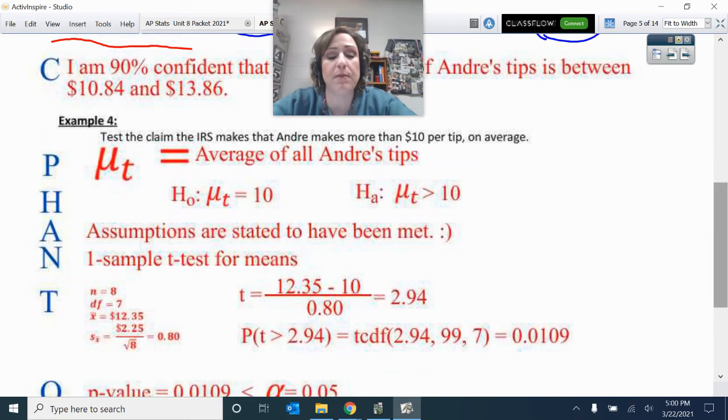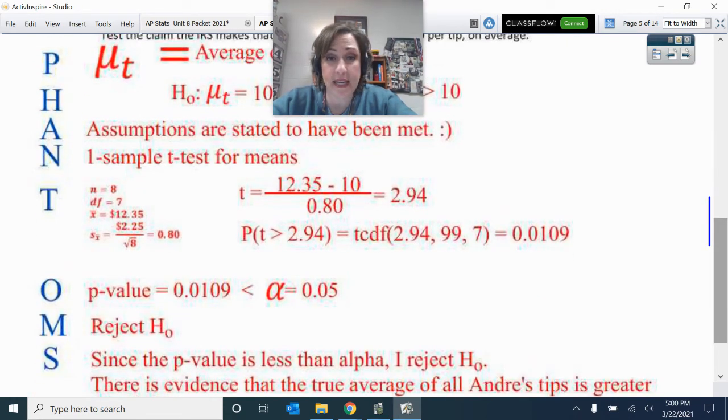We have the same PHANTOMS, the same parameter. The mu of t is the average of all of his tips. H0 is that mu is $10. HA is that the mu of his tips is greater than $10. The assumptions have been met. Here's what it's called: a one sample, because we're going to do two in a couple of days, t-test, not t-interval, for means. And then I wrote all that information, which we already had.